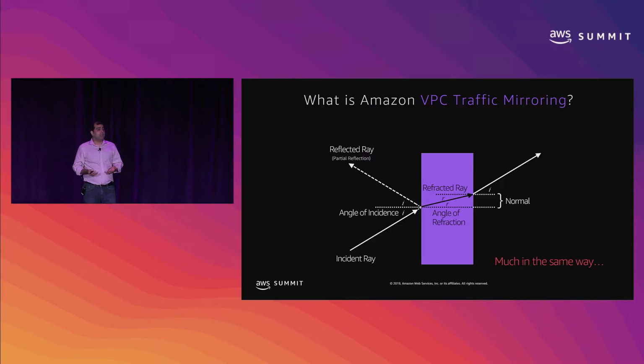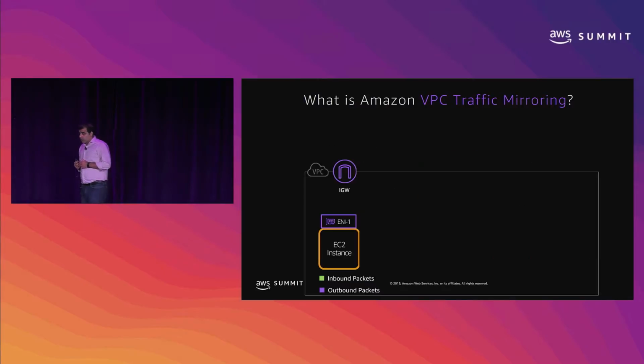You have packets coming over a network interface of your EC2 instance, and you can choose to mirror some part of the packet, and we'll get into details how you can choose to mirror what kind of packets you want to monitor. So at its core, let's take a quick example. You have an EC2 instance running in your VPC, and you have an internet gateway where you have traffic coming in and out.